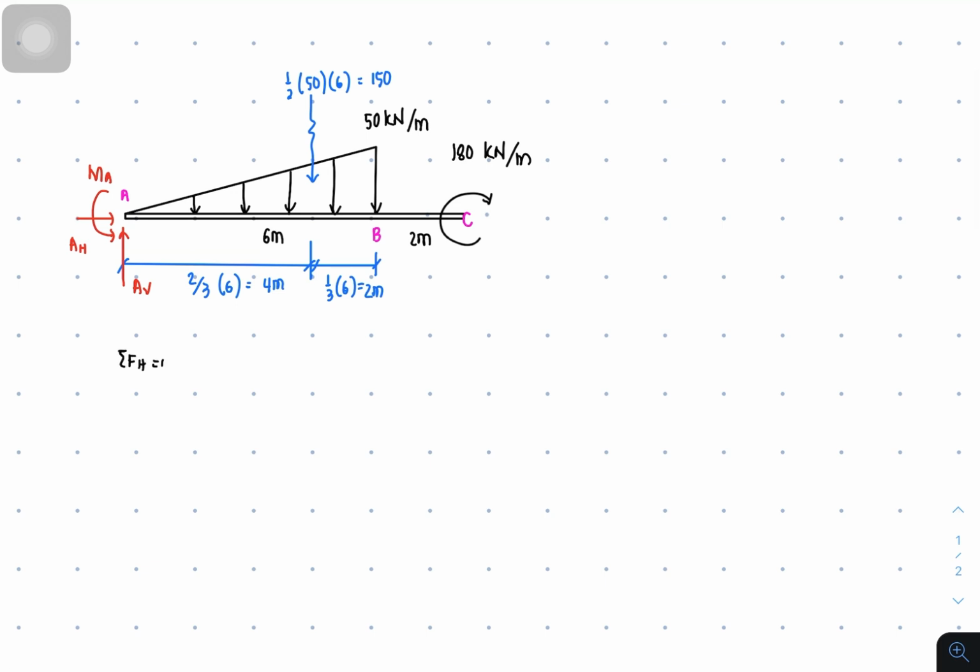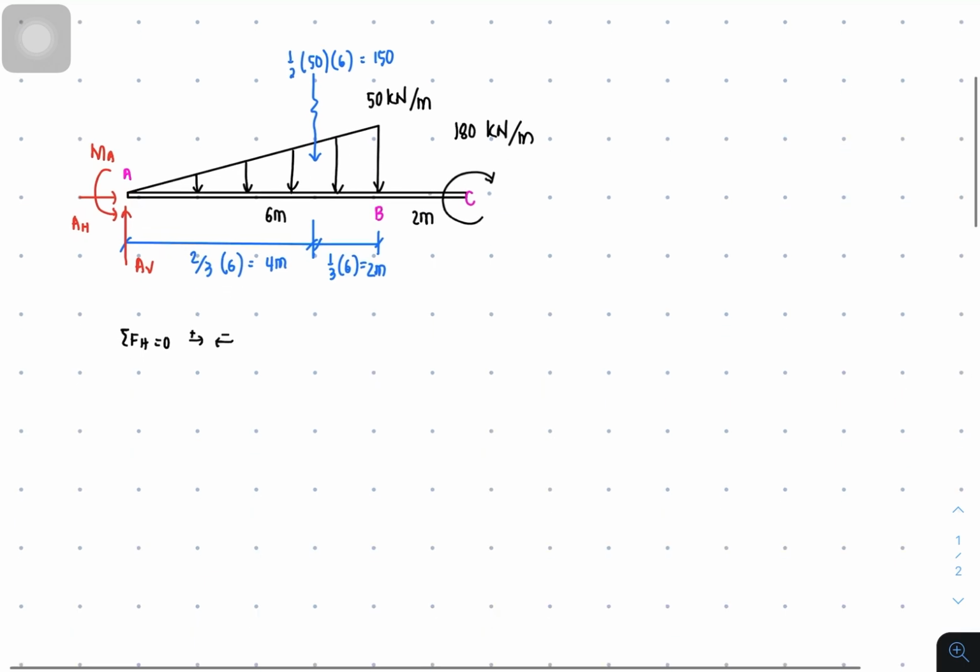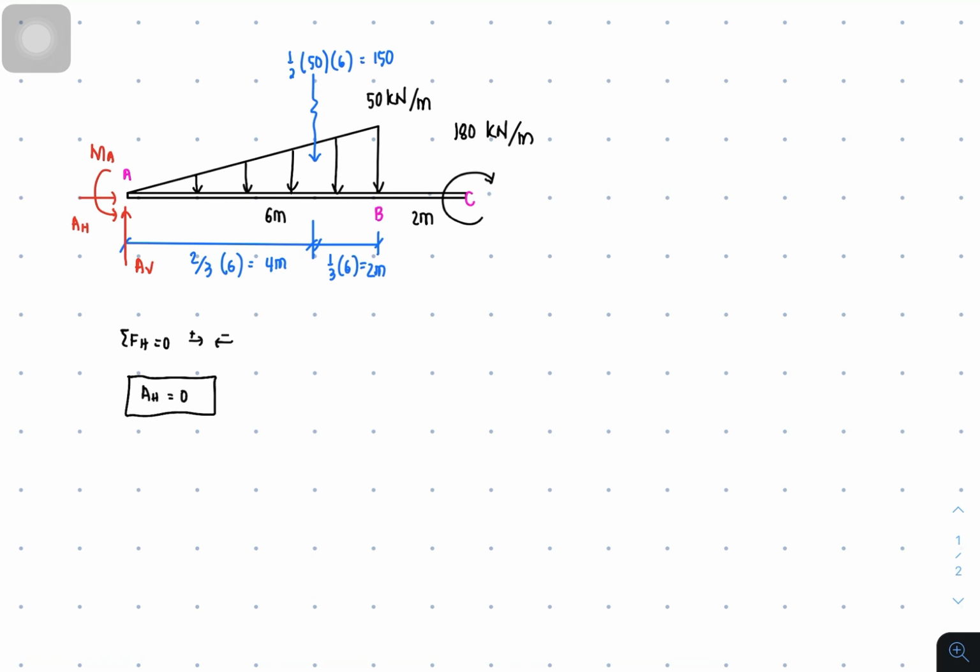Summation of forces horizontal equal to 0, clockwise positive and counterclockwise negative. So along the horizontal, it's only AH, therefore immediately AH is 0. And then again, instead of having the summation of moment for this type of beam, since this is a cantilever beam, we have to proceed with summation of forces vertical equal to 0.